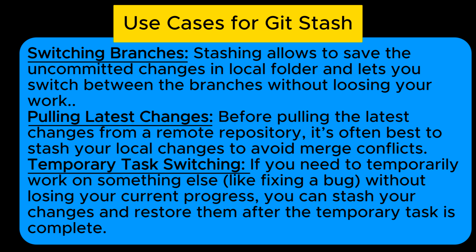And the third use case is when you need to switch temporarily. If you need to temporarily work on something else, like fixing a quick bug, or any current progress you don't need to lose, then you can stash your changes and restore them. So let's start with how to use git stash practically with examples.